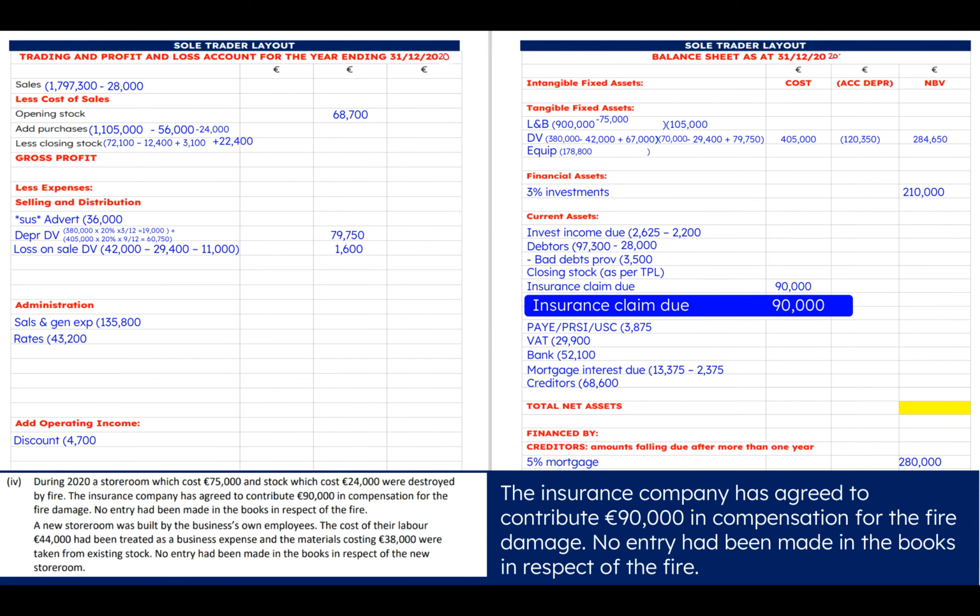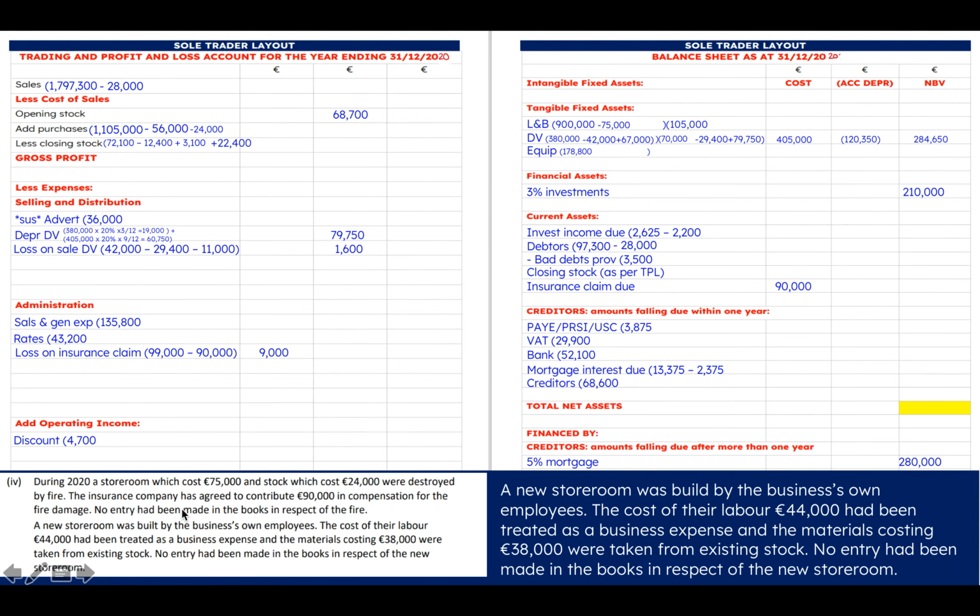So the insurance company owes that to us, right? That's 90,000. Now, very important that we think about how much the loss was. The loss was 75,000 and 24,000, so that's 99,000 damage. The insurance company aren't covering all the damage. Therefore, you're going to have a loss on insurance claim of 9,000, which is going to go into the administration expenses. Okay, so that is the first paragraph done there. Next, we'll go to the second paragraph.